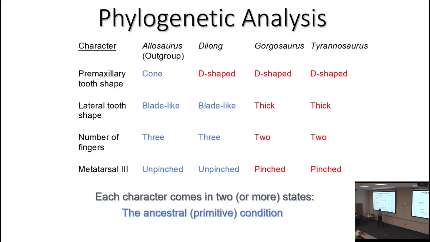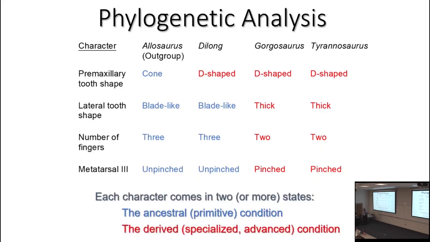In blue are what we call the ancestral or primitive condition. Primitive is not a judgment call in terms of its value in the universe, or anything. It's closer to the original condition. That's what the word primitive ultimately means, closer to the primal, or ancestral condition. So when we look at the wide variety of carnivorous dinosaurs, they tend to have cone-shaped premaxillary teeth, blade-like lateral teeth, 3 fingers on the hand, and an unpinched third metatarsal. That's true of Allosaurus, it would be true of Velociraptor, it would be true of many other forms.